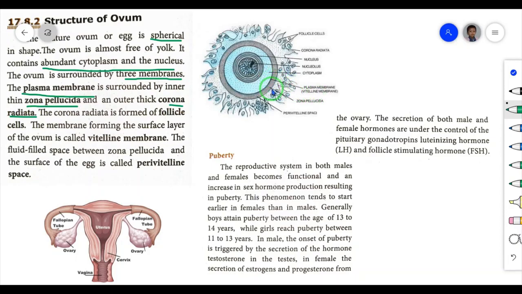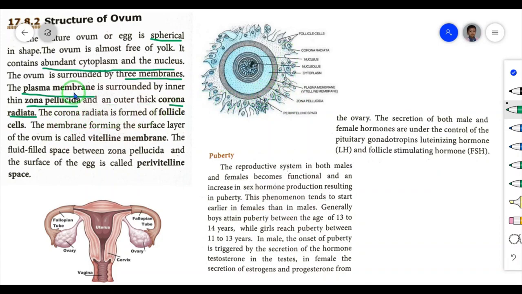The second membrane is known as the zona pellucida. Then the third one is the corona radiata. So what are the three membranes? The plasma membrane or vitelline membrane, second the zona pellucida, and third the corona radiata.